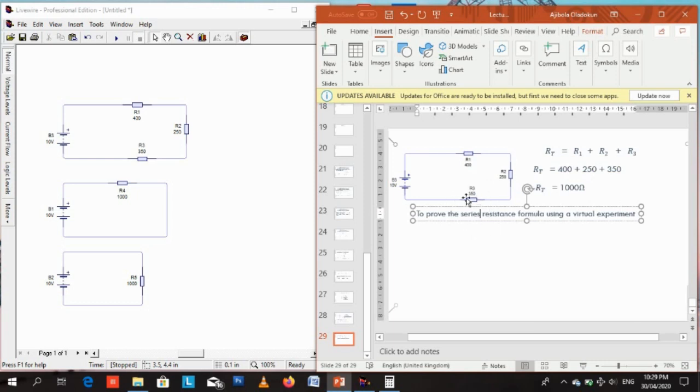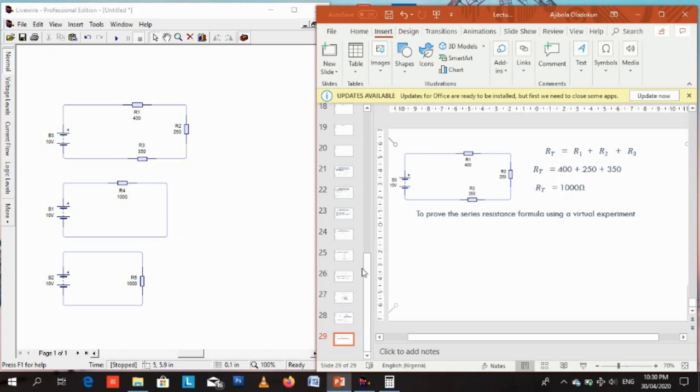So now to prove the series resistance formula using virtual experiments. We did that when we were looking at parallel resistors. If we want to prove that the formula is right, we've proven that the formula for the equivalent resistance of parallel resistors works by running a virtual experiment in the Livewire virtual laboratory. So we want to do the same thing for the series formula, the formula that helps us determine the equivalent resistance of resistors that are connected in series.